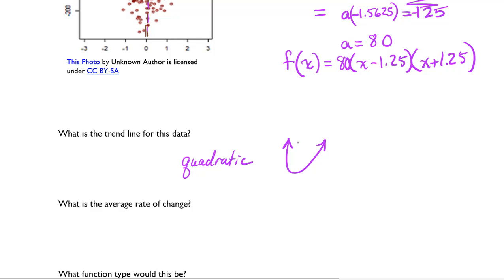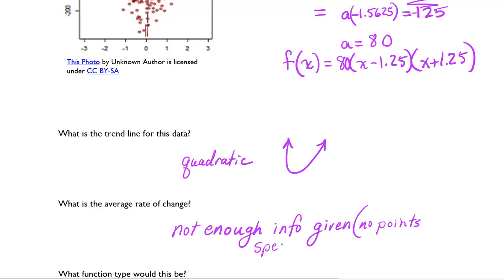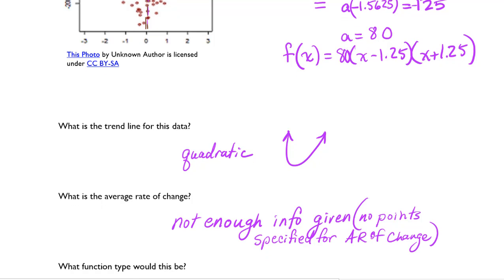What's the average rate of change? And we would say not enough information given. You could also say no points specified for average rate of change. Both of those would be reasonable answers to that question.